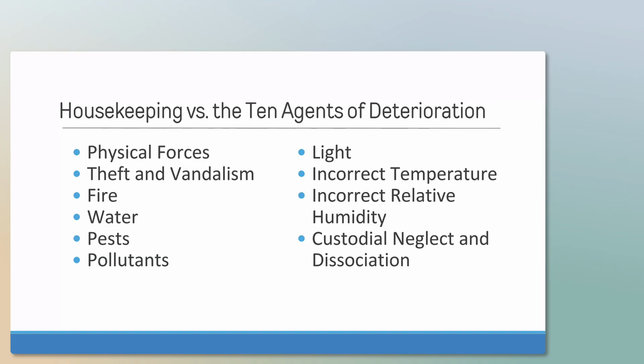Housekeeping is a really heavy hitter in the fight against the 10 agents of deterioration because honestly, in some ways, it helps to combat all 10 of them. Some of these are a little more obvious, some of them somewhat indirect, but having a regular housekeeping program helps to mitigate directly against things like pests and pollutants, and indirectly for some of the other agents, in part by bringing increased monitoring and observation of collections that help us make adjustments when conditions are not ideal.